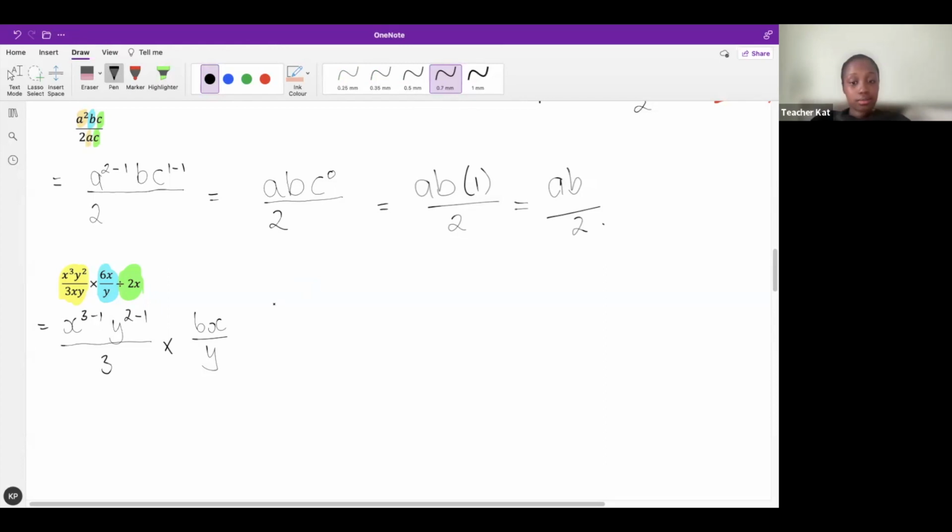Anyone? If I want this divide by 2x to be a multiplied by something, how am I going to change that? What's our rule about changing divide to multiply? There we go, Botlale. So this we have kept the same, right? Now I'm going to change my divide to a multiplication. And instead of 2x, what do I have? Instead of 2x, it's going to become what?